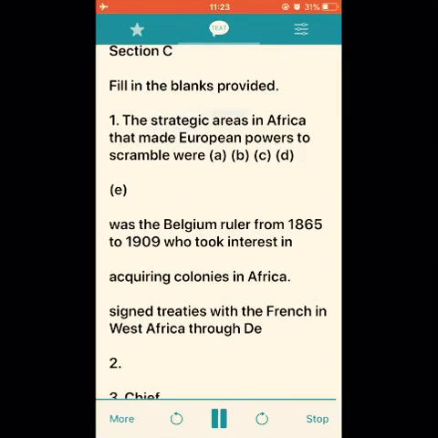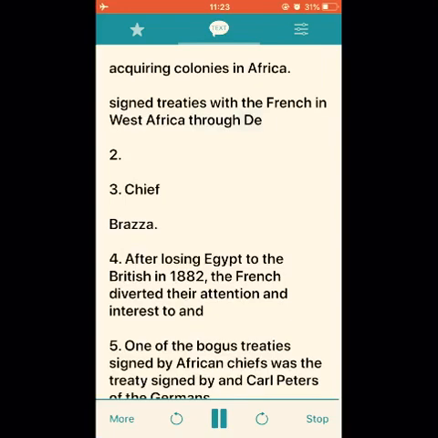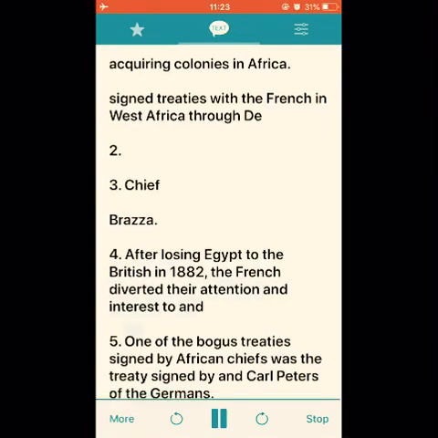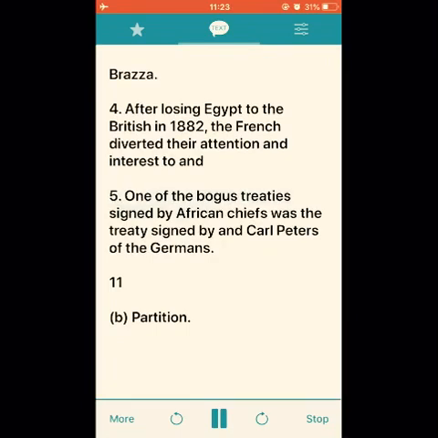Section C. Fill in the blanks provided. 1. The strategic areas in Africa that made European powers scramble were B, C, D, E. 2. Was the Belgium ruler from 1865 to 1909 who took interest in acquiring colonies in Africa. 3. Chief signed treaties with the French in West Africa through Brazza. 4. After losing Egypt to the British in 1882, the French diverted their attention and interest to. 5. One of the bogus treaties signed by African chiefs was the treaty signed by and Karl Peters of the Germans.